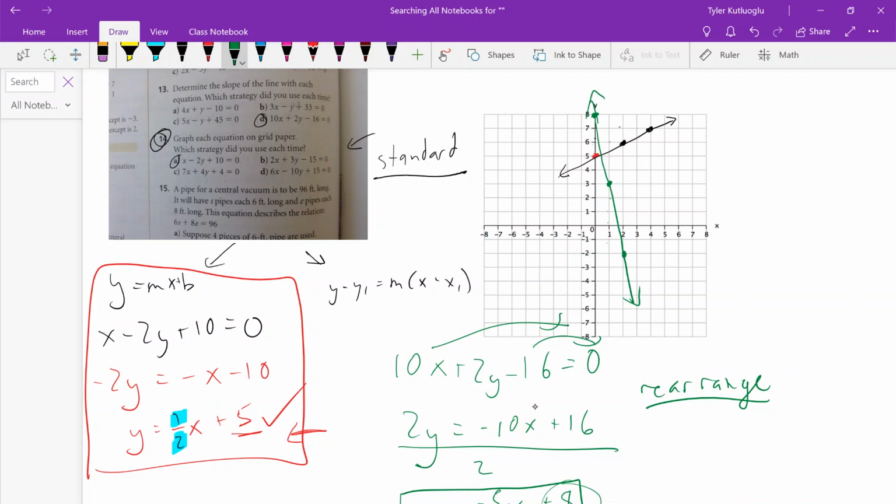So the other two questions we didn't do, the B and C, will work the exact same way. Change it into y equals mx plus b, and then graph from there. Start at your y-intercept, then use your slope. That's the only thing you have to do. Okay.